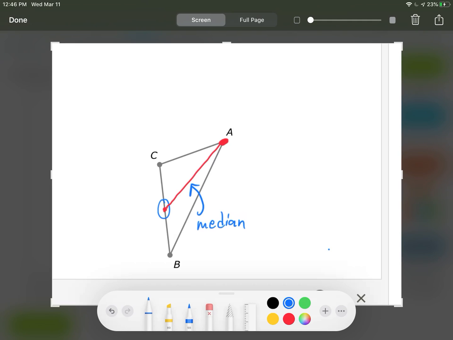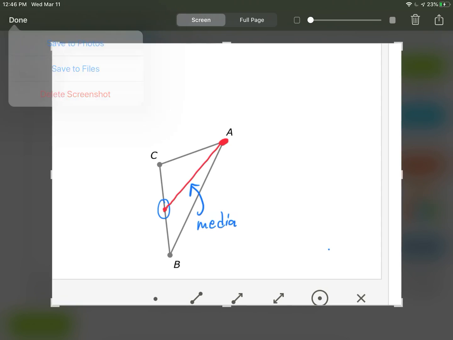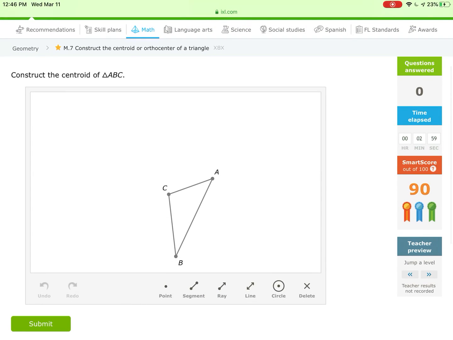Okay, and we just have to draw a couple of medians, and then we'll have the centroid, which is the center of the circle. By the way, they're not asking us to construct any circle, they're just asking us to pinpoint the center, the centroid. So let's go ahead and do that here. We have to construct the medians.